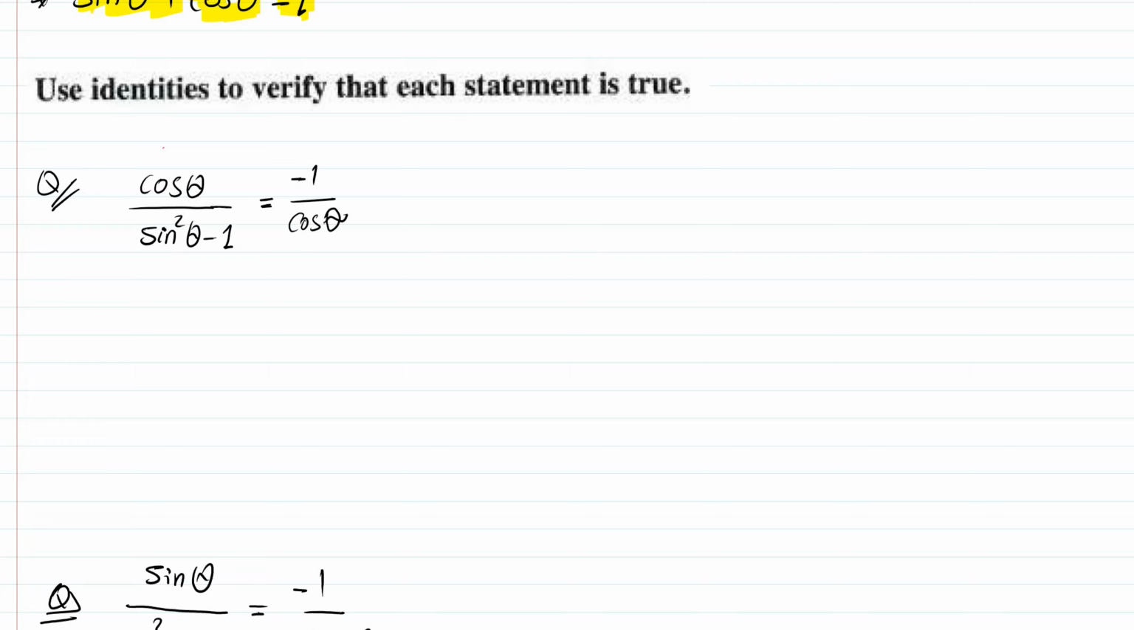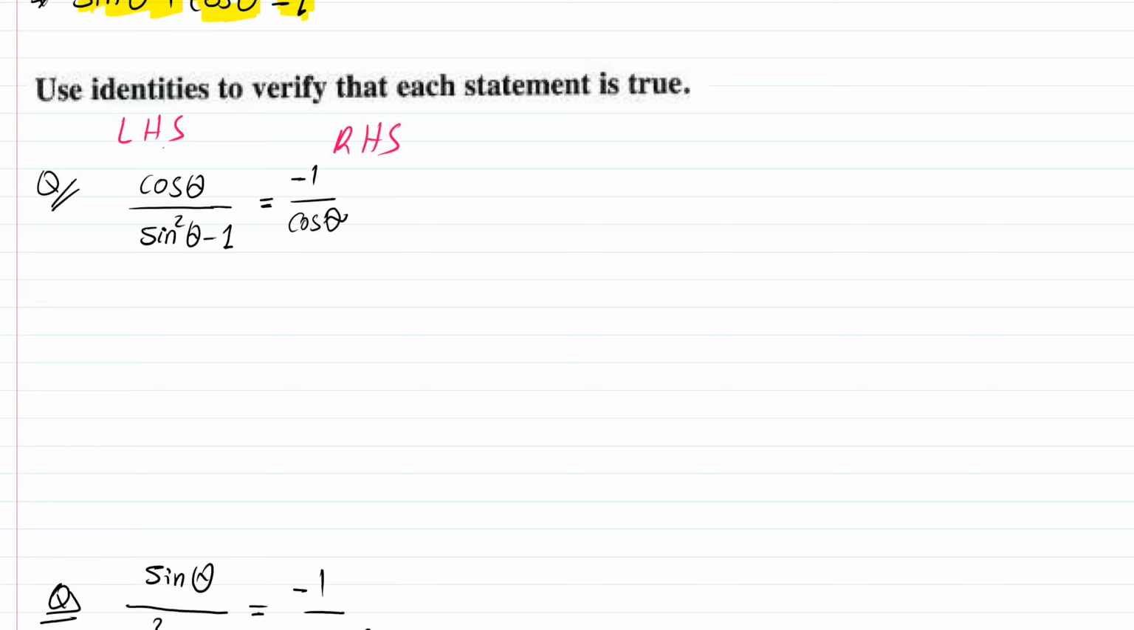Okay, first statement, I have cosine theta over sine square theta minus 1 equals negative 1 over cosine theta. Students, this is the left hand side, and this is the right hand side, right? To prove left hand side equals right hand side, you need to prove one side. If you get the other side, then it means your answer is correct. For us, it's better to prove the left hand side because it contains more stuff, so we can get the right hand side at the end.